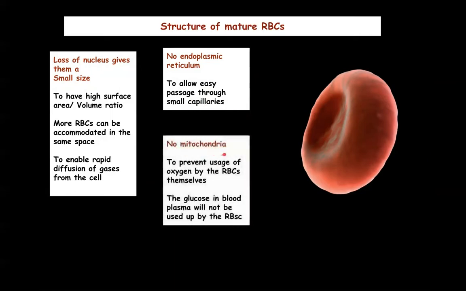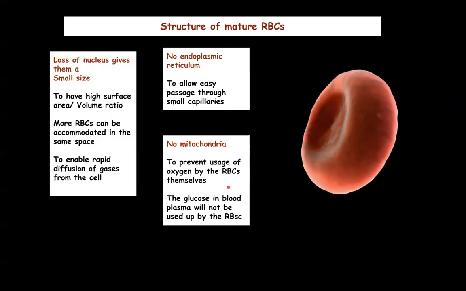Now, it does not have any mitochondria. Mitochondria are called the powerhouse of a cell. Mitochondria use up oxygen. Lacking mitochondria doesn't allow the oxygen being carried by the hemoglobin of the RBCs to be used by the RBCs. So RBCs cannot use the oxygen that they are carrying, and this oxygen can be readily transported. So they become best suited for transportation of oxygen.